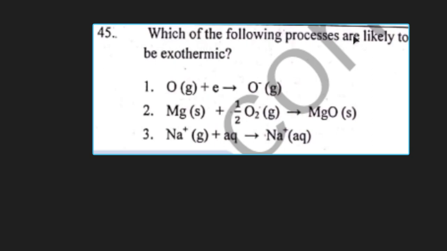45. Which of the following processes are likely to be exothermic? 1. Oxygen receiving an electron, that is first electron affinity. Of course, first electron affinity is exothermic. It gives heat to the surrounding. 2. Magnesium reacting with oxygen, that is combustion. Combustion is an exothermic reaction. And 3, we talk about hydration of the sodium ion. Knowing that sodium reacts vigorously with water, therefore it will evolve heat when reacted with water. It is also exothermic, making our answer to be A.